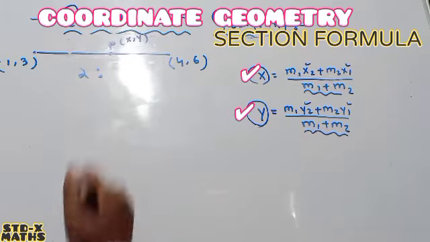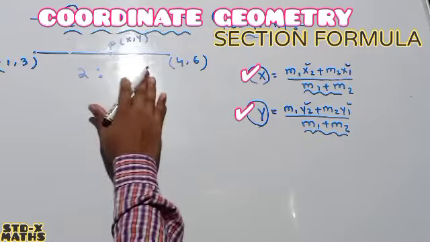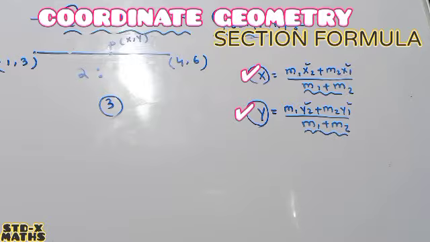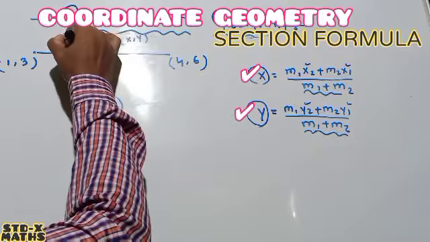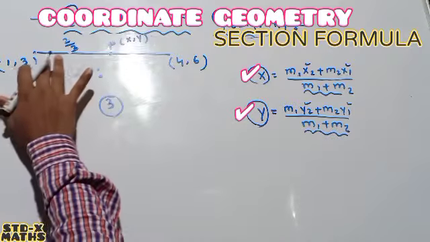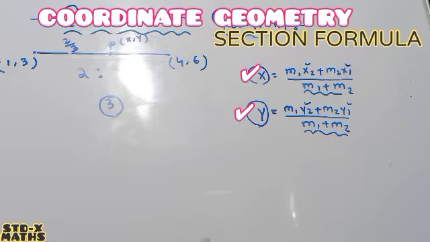So 2:1 means the total is 2 parts plus 1 part, which means 3 parts. Yes or no? So this part will be 2 by 3 of the total, and this part will be 1 by 3. The same question can also be asked alternatively.